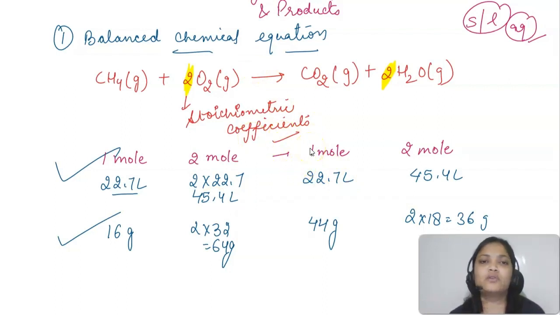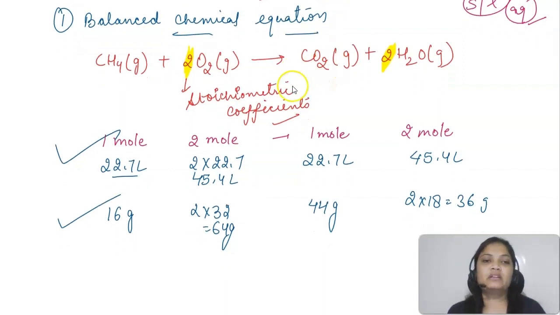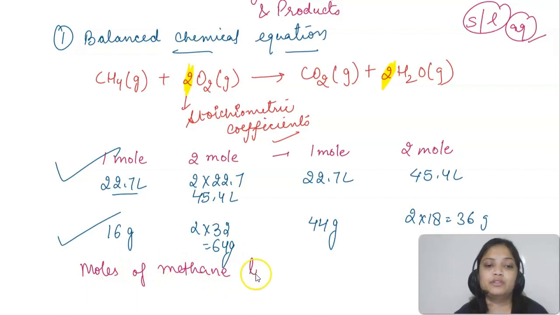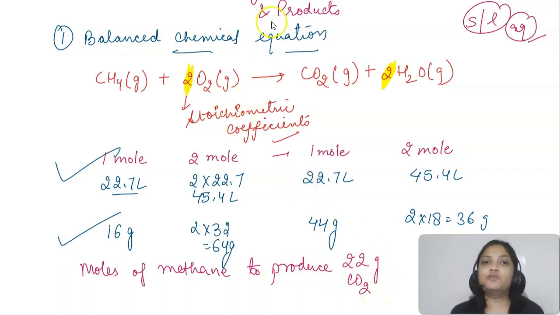Once you go through the numerical problems related to this topic, you can easily understand whatever it is. Okay, so let me give you one question so that you can understand this concept clearly. The question is: how many moles of methane are required to produce 22 grams of CO2 after combustion? Everything is written in front of you. If you have understood it really well, you can do this question in 2 minutes. 2 minutes is very excessive, I have given you, but still we can do it.